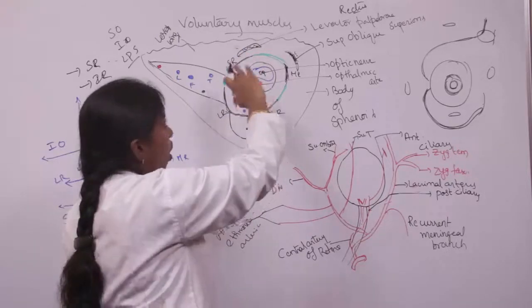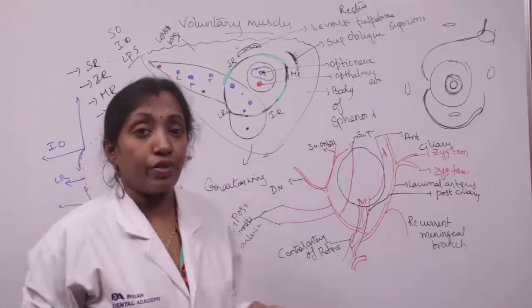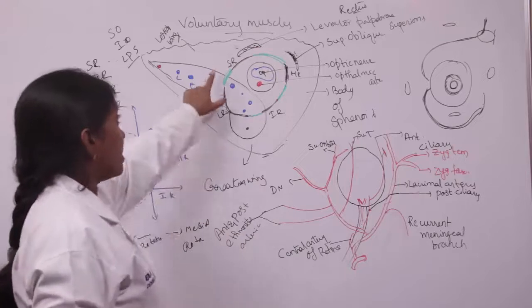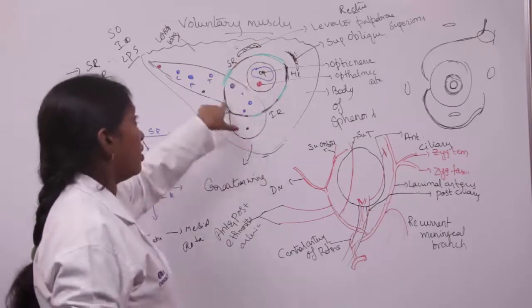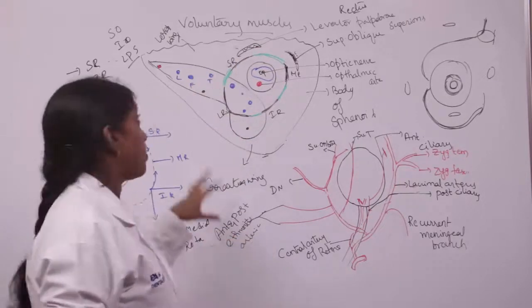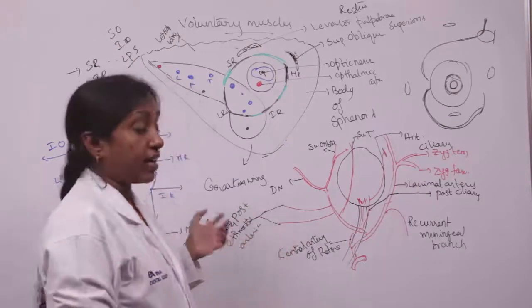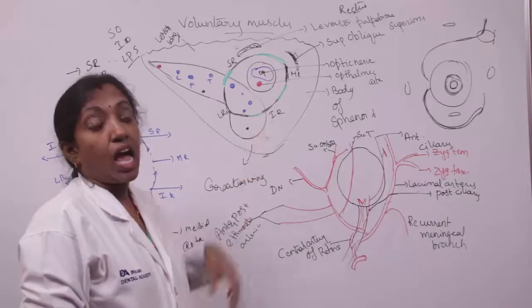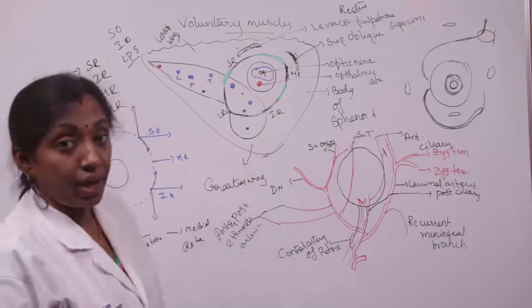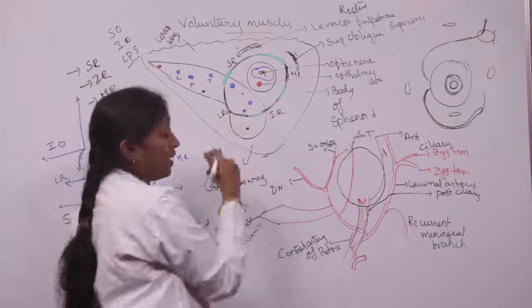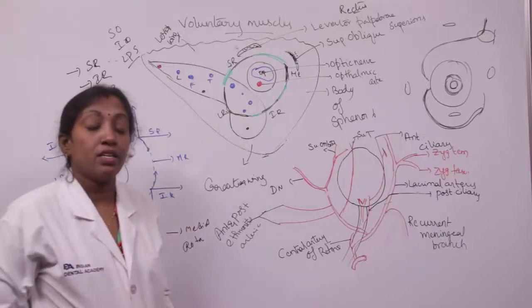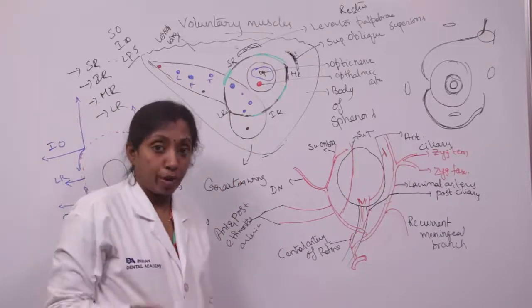So that is the origins of the extraocular muscles of the eyeball. All the recti muscles, I mean superior rectus, inferior rectus, medial rectus, and lateral rectus, arise from the common tendinous ring, which occupies the middle part of the superior orbital fissure, and the lateral rectus muscle, apart from the common tendinous ring, also takes origin from the greater wing of sphenoid.